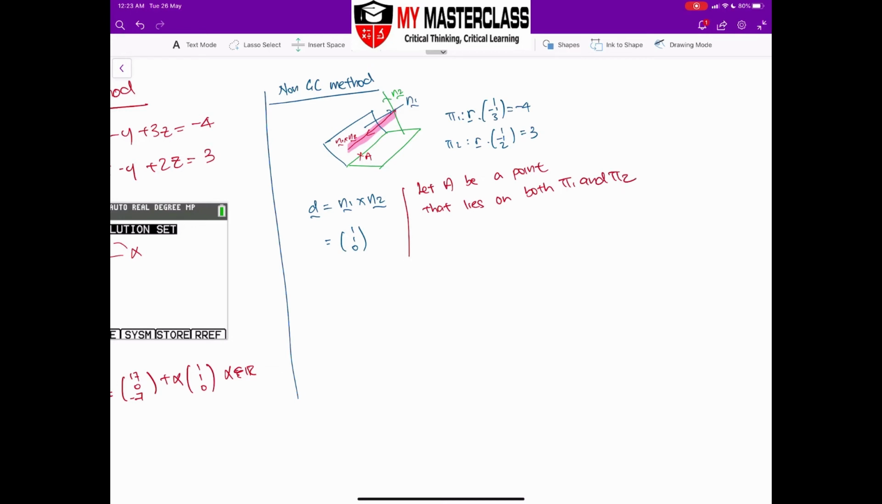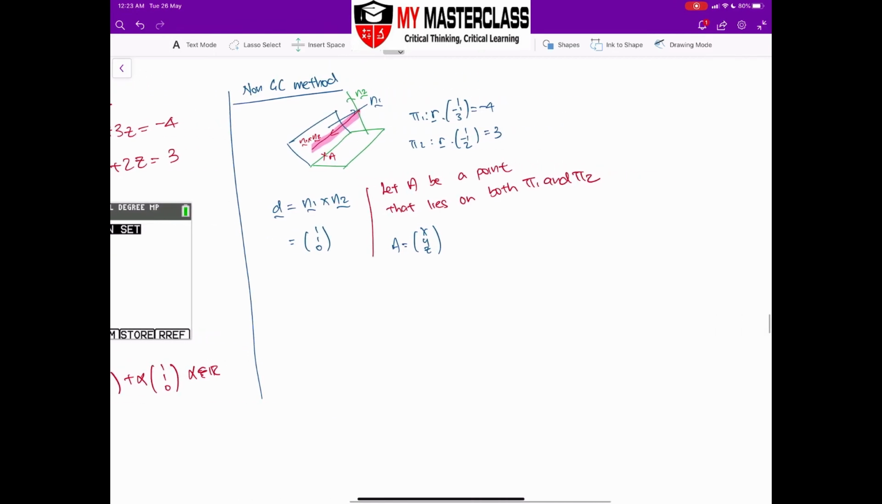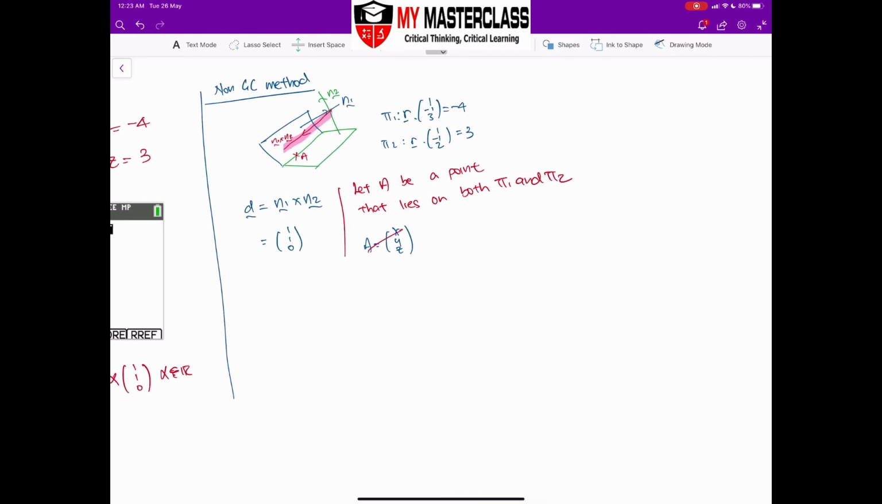What happens is that a lot of students from here will be a little bit lost. If you let A be equal to x, y, z, and sub into both plane equations, you should see that I'll get x minus y plus 3z equal to -4, and x minus 2y plus 2z equal to 3. You will be back to the exact same thing as your GC method. So I'm not going to let A be x, y, z, because I will not be able to solve without using my GC.